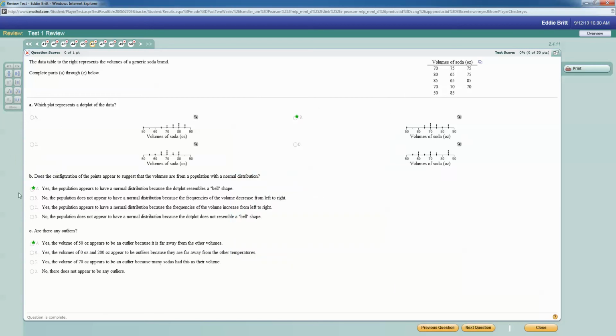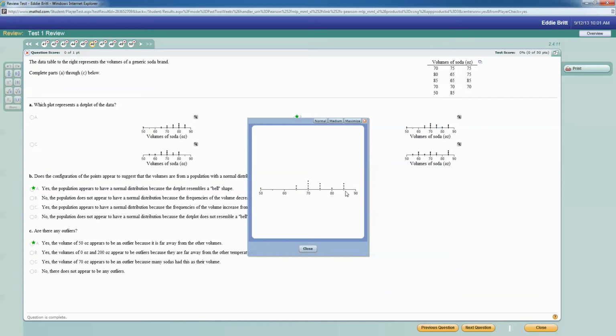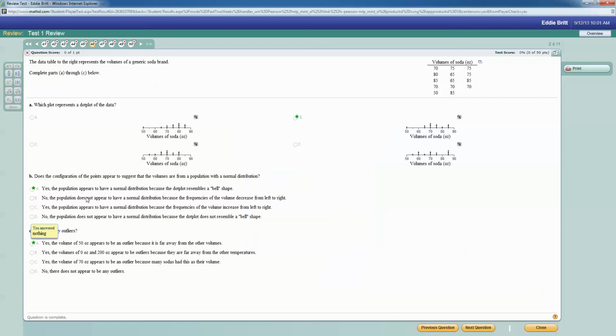Does the configuration of the points appear to suggest that the volumes are from a population with normal distribution? Remember, normal distribution, I told you, it starts off low, then it goes high, and back down low. Now I know that this here doesn't really go low here at 85, but it's a general shape. Even if one place doesn't look like a bell curve, it's still in the general shape of a bell curve. So it says yes, the population appears to have normal distribution because the dot plot resembles a bell curve shape.